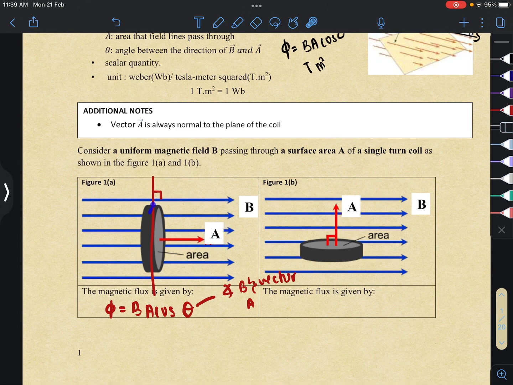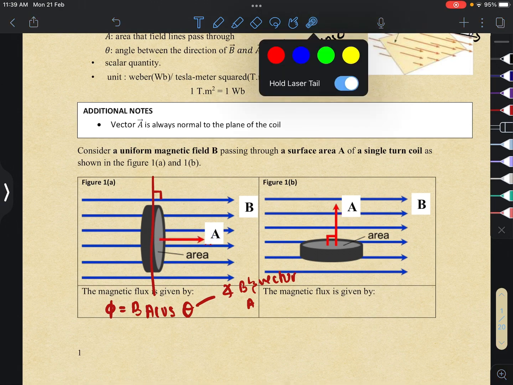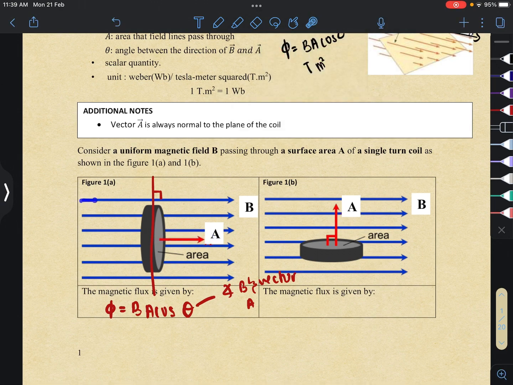As you can see, the plane and the vector A are perpendicular, which is normal to each other always. They are always 90 degrees to each other. So for our theta here, we want the angle between B and the vector A. As you can see, they are parallel to each other. So we'll end up with BA cos 0. Cos 0 gives us 1. So the flux here is BA.